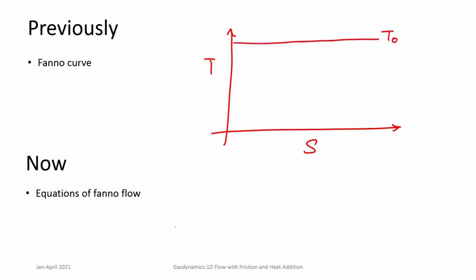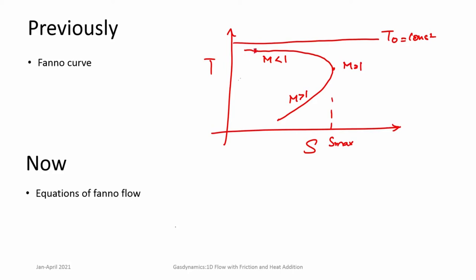In this flow, it's an adiabatic flow, therefore T naught is constant. You have a curve of this particular shape, qualitatively, where you have two branches. The upper branch is the flow where Mach number is less than 1, a subsonic flow, while in the lower branch the Mach number is greater than 1, a supersonic flow. The critical point at which entropy S is maximum is the point where Mach number equals 1.